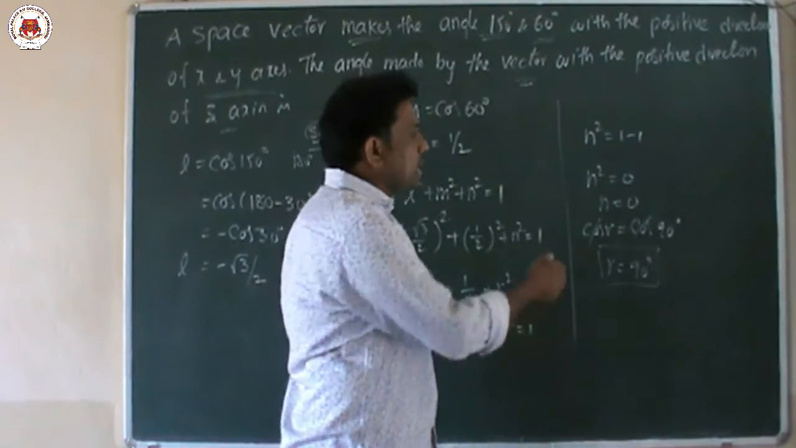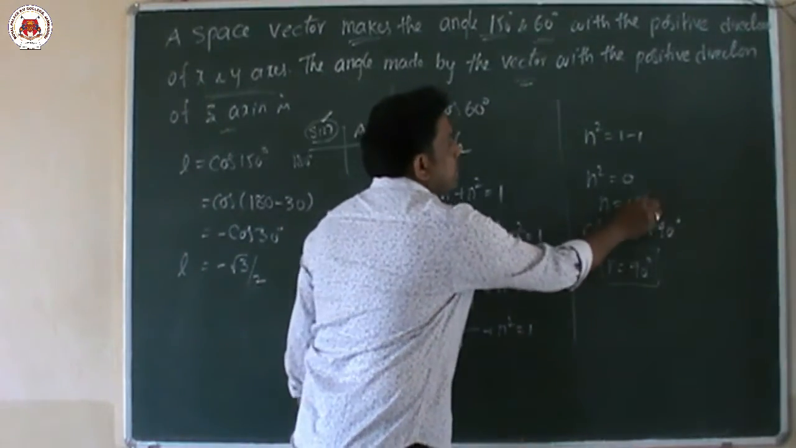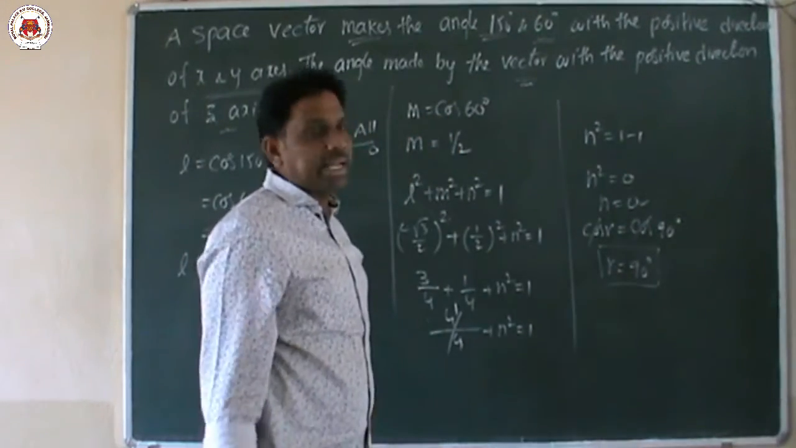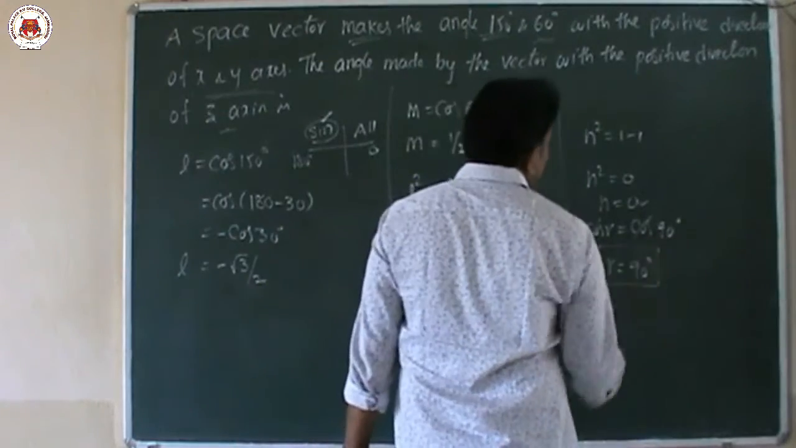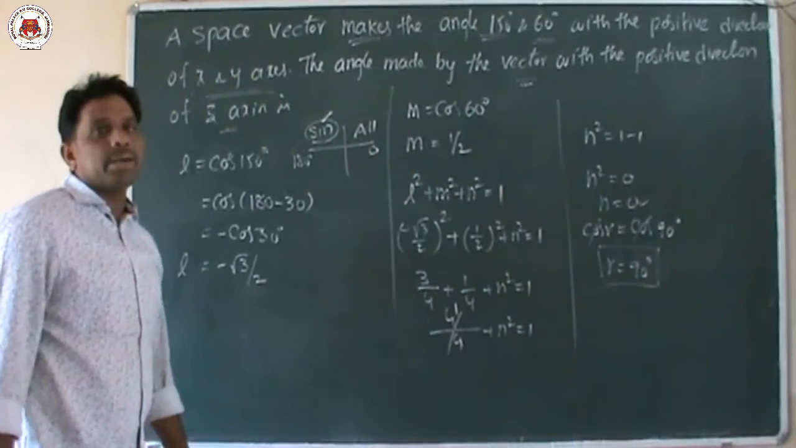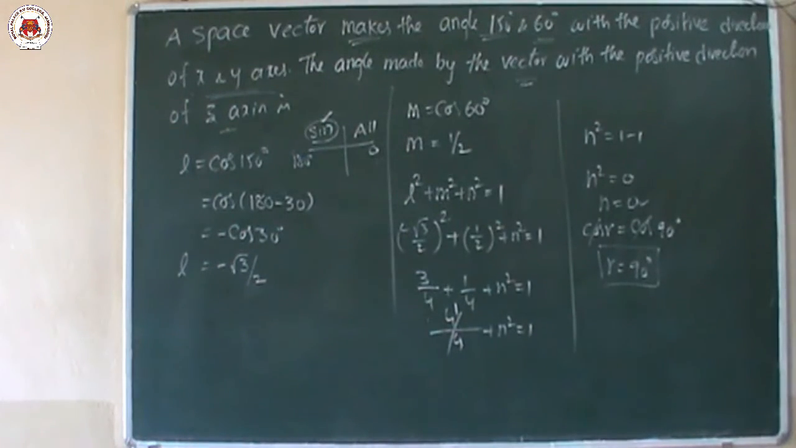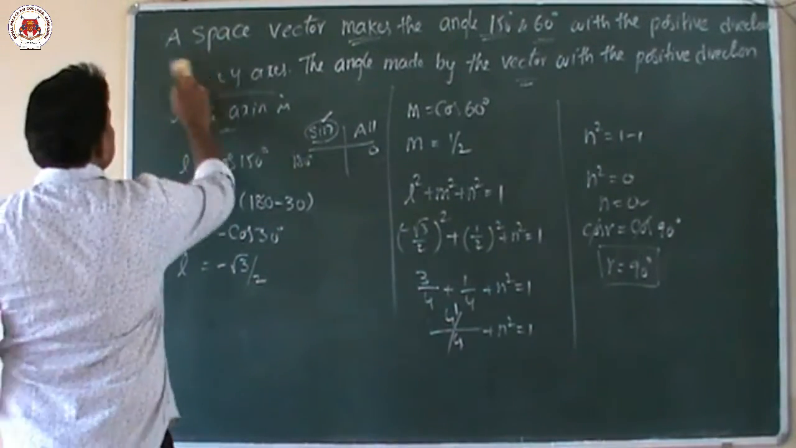N is nothing but the angle made by the vector with the z-axis. So cos gamma, when the value is 0, it is cos 90 degrees. So cos gamma equal to cos 90, cos cancels. Then the angle made by the vector with the z-axis is 90 degrees. So this is the question. Next question we are going to discuss.